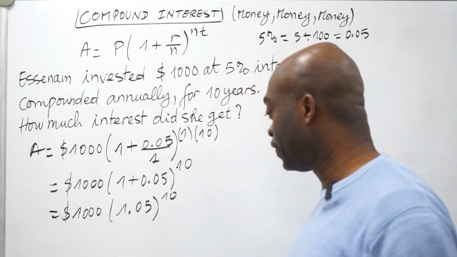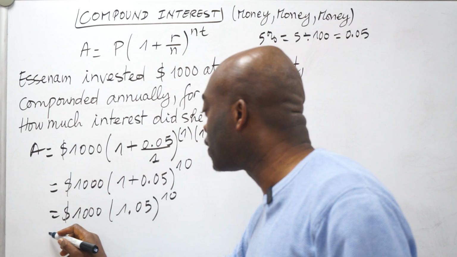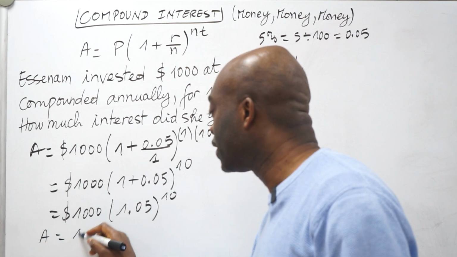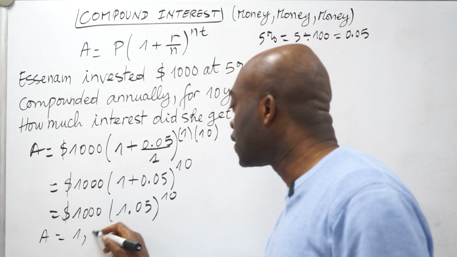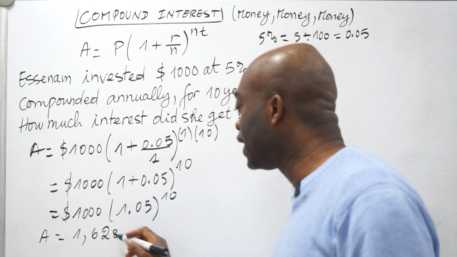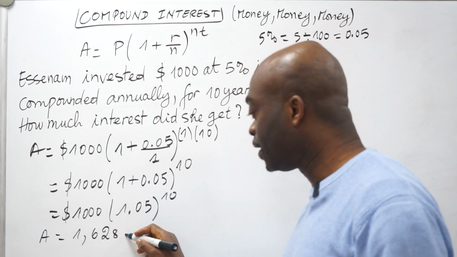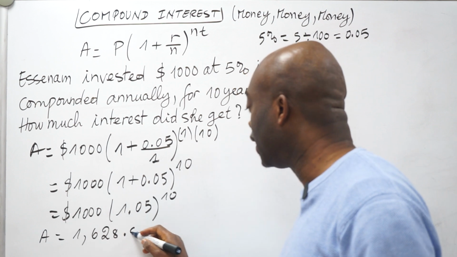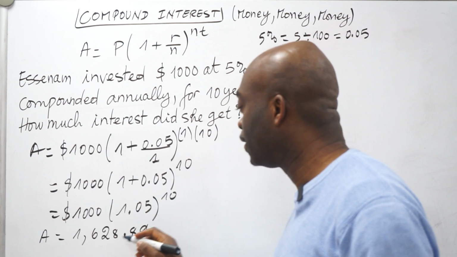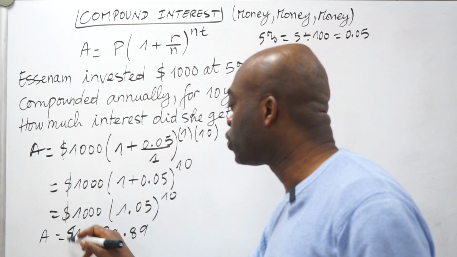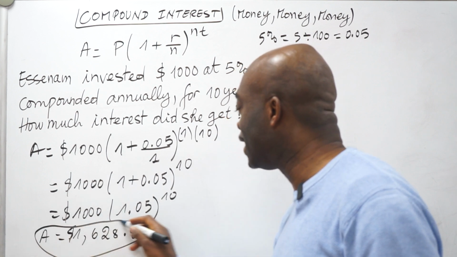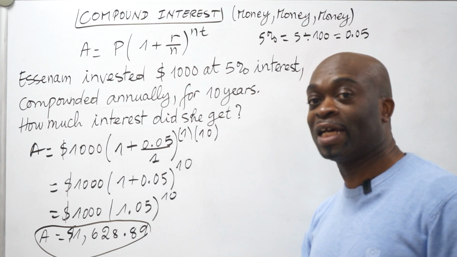So the amount here is going to give us 1,628, and if we stop at 2 decimal places, that will give us 1,628.89. So that's the future value, but that's not the interest yet.